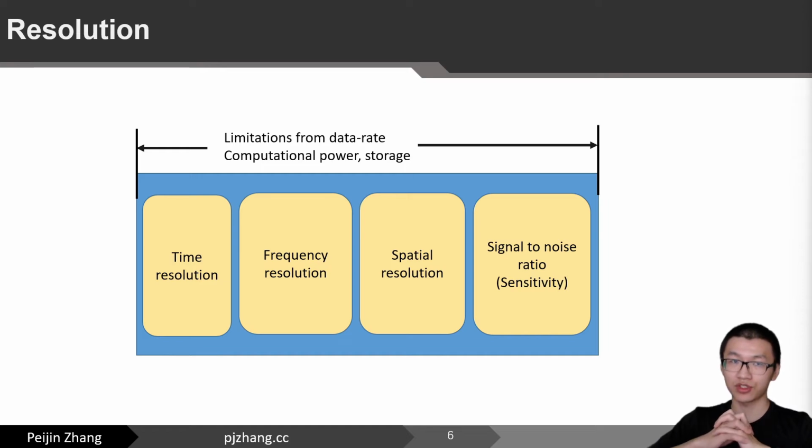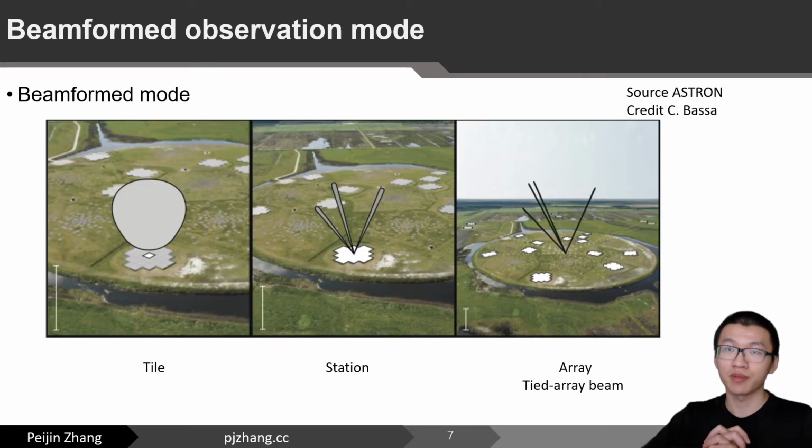We can determine the observation configurations to achieve, for example, high time resolution and frequency resolution, and make sacrifices on spatial resolution. And also we can easily change the configuration to reach high spatial resolution and make sacrifices on the time resolution and frequency resolution. Starting from the beamformed observation mode.